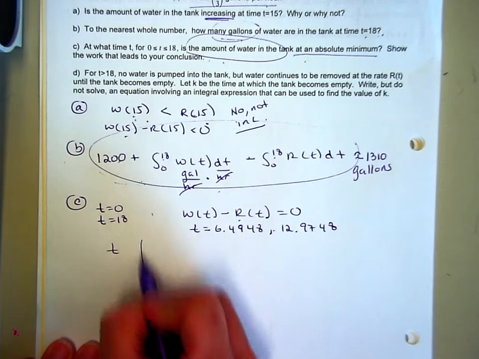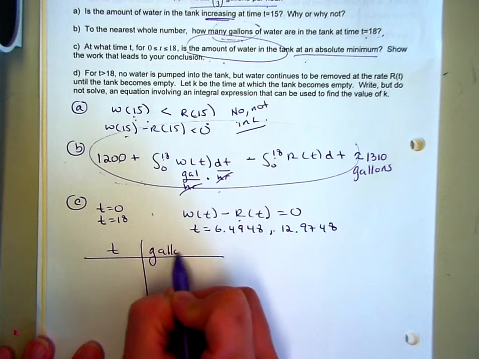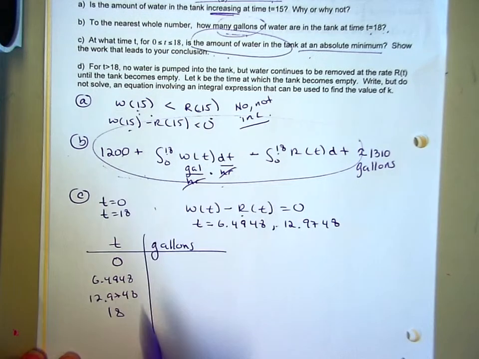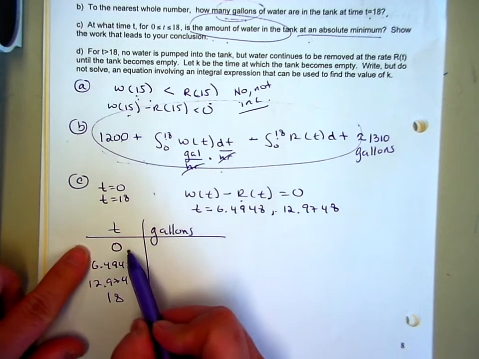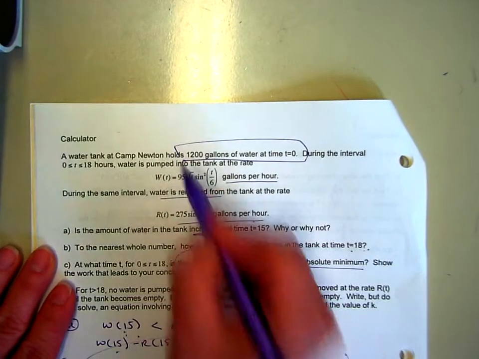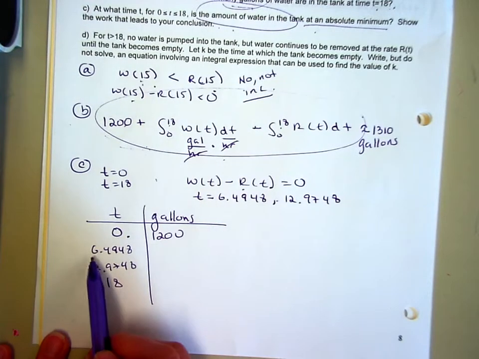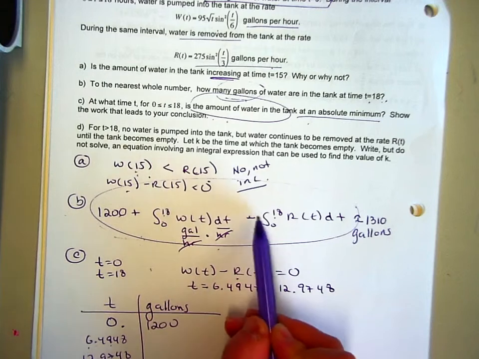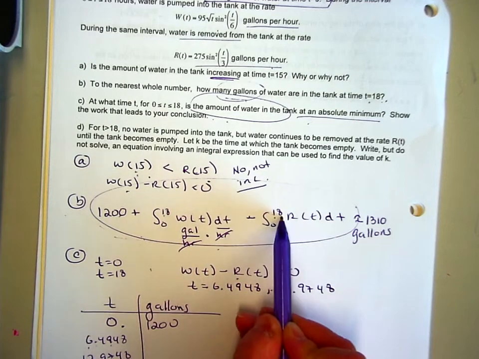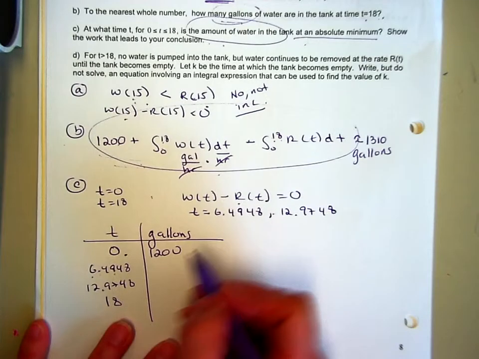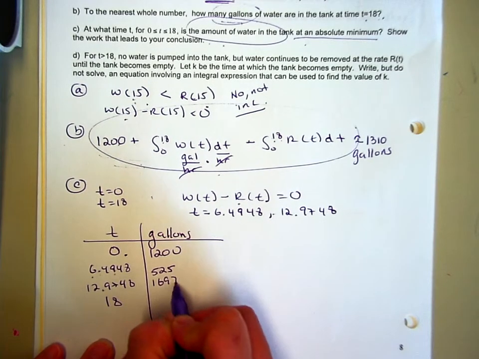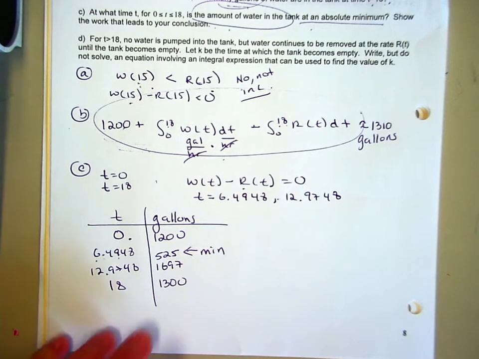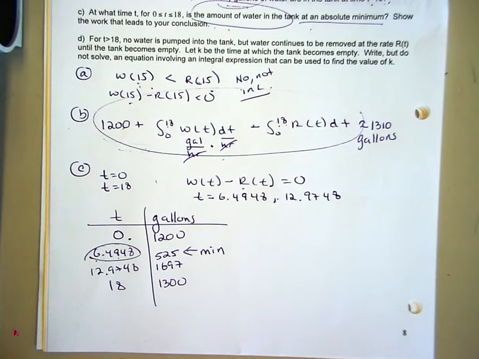I'm going to just make a little table. So at 0, at 6.4948, 12.9748, and at 18, what is the total number of gallons that I have? At time 0, it told us that there was 1,200 gallons to start with. So I know that's 1,200. To figure out how much water is in the tank at 6.498, instead of this being 18, make both of these numbers be that 6.498, and add the 1,200. Punch this out on your calculator. I get 525. Do the same thing with this one, and this one, and I notice that the smallest number is this, so this is my minimum. It does ask you for the time, so at t equals 6.498, and this is your work that shows your answer.